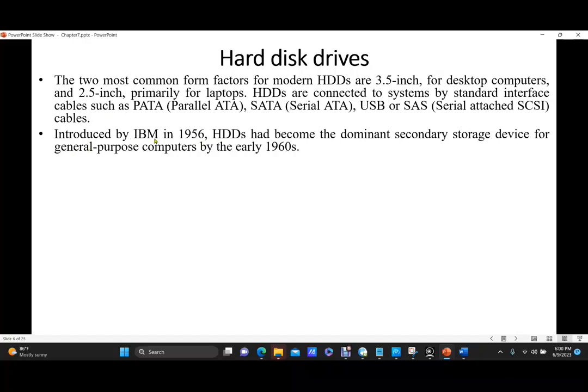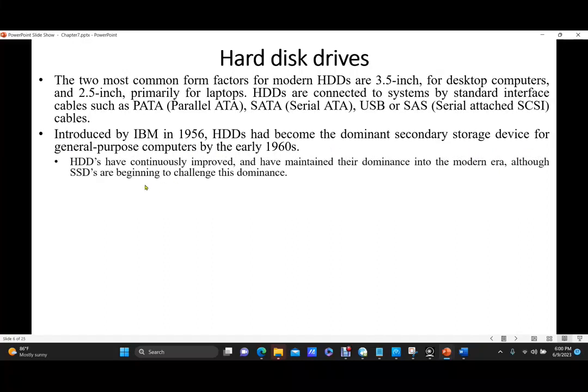HDDs were introduced by IBM in 1956, and they had become the dominant secondary storage device for general-purpose computers by the early 1960s. HDDs have continuously improved and maintained their dominance into the modern era, although SSDs are challenging this dominance.